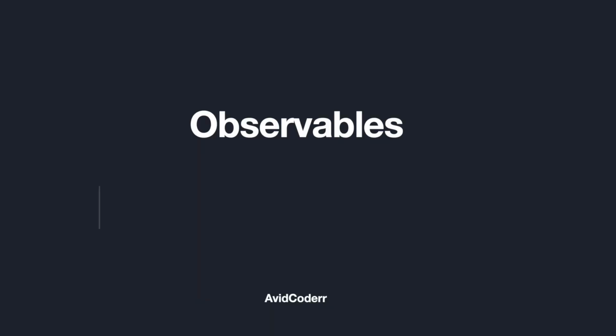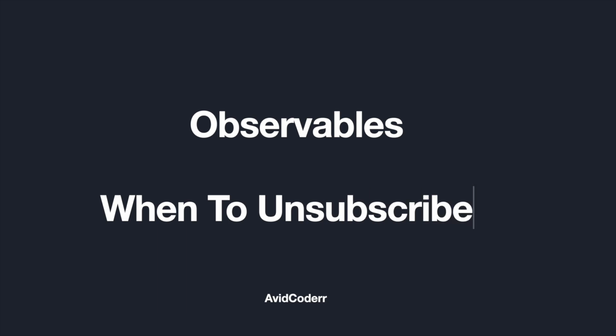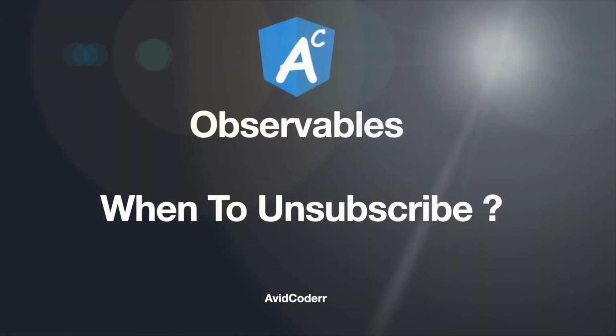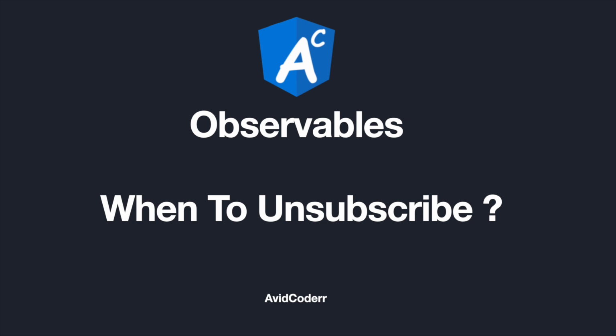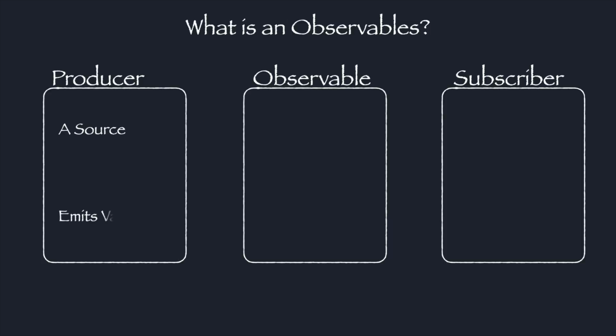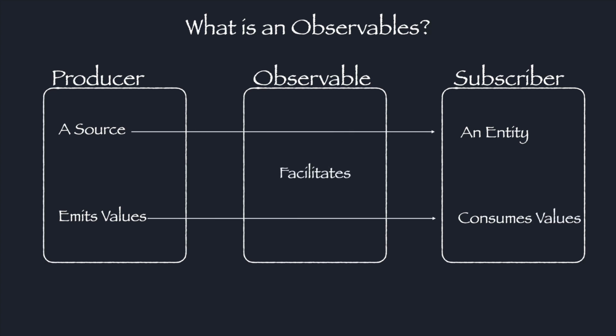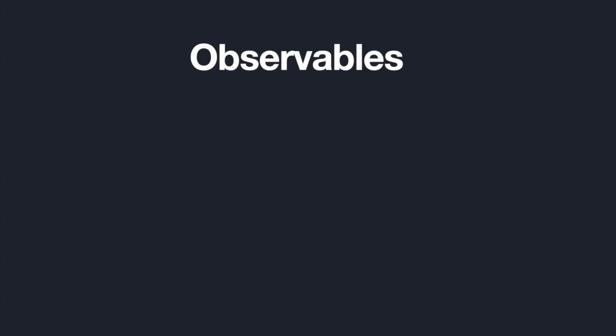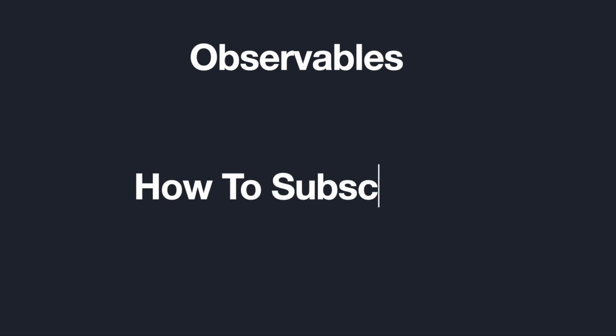What are observables, how to subscribe to them, and whether we need to unsubscribe from them, and if so, when to do so. An observable enables subscribers of data streams to get push notifications from the producers of those streams. When and how to subscribe to an observable.